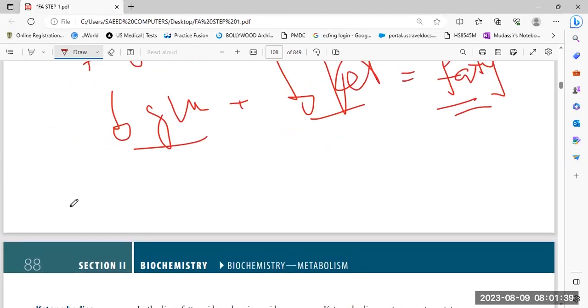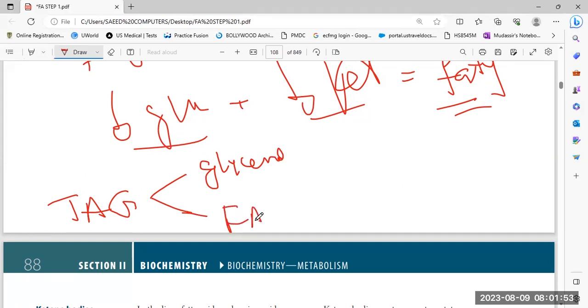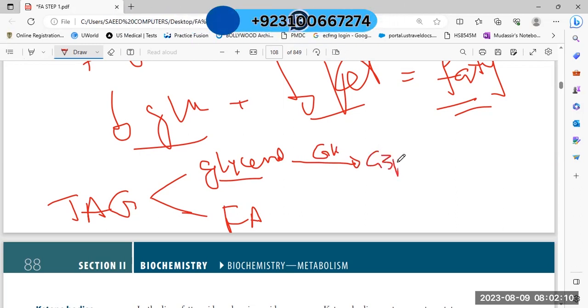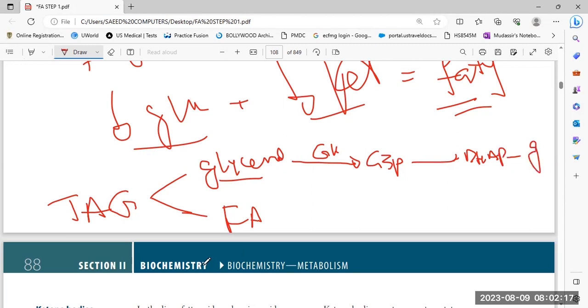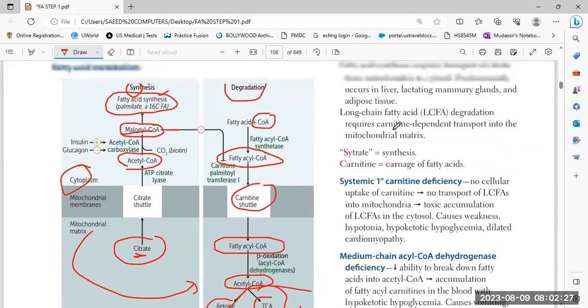Same concept: whenever triacylglycerol is broken down, I am giving you an example, one part will be glycerol and the other part will be fatty acid. Glycerol in the liver, remember guys, there is an enzyme called glycerol kinase. It forms glycerol 3-phosphate, which forms dihydroxyacetone phosphate, and that will form glucose. Fatty acid will form ketone bodies. So that is another way to remember. Everything is covered here.